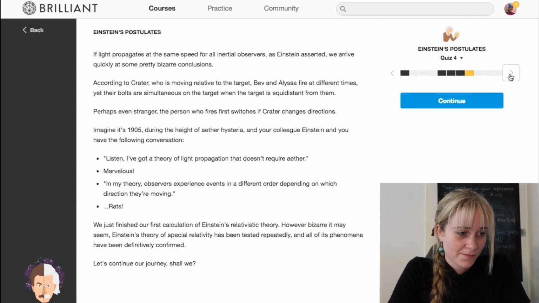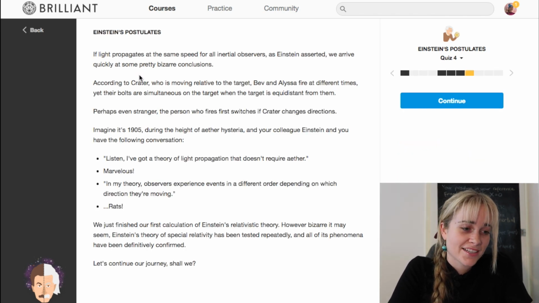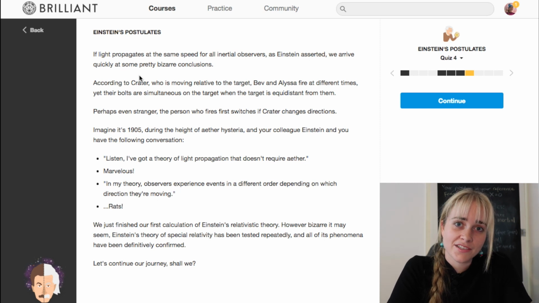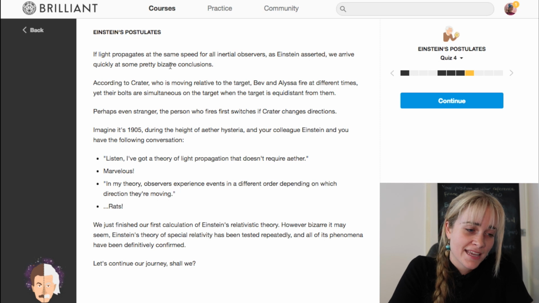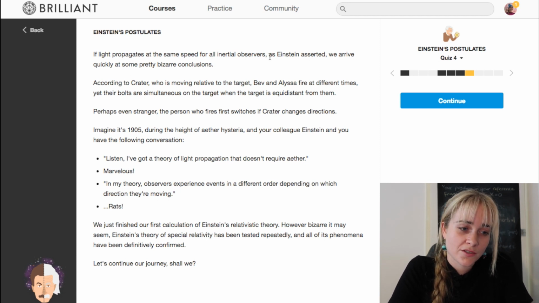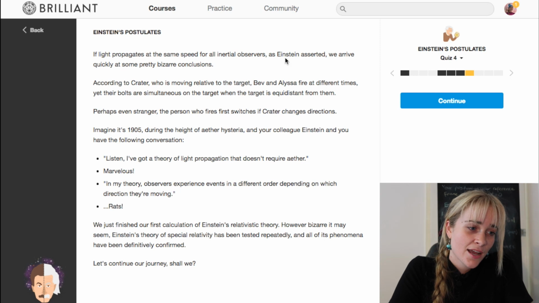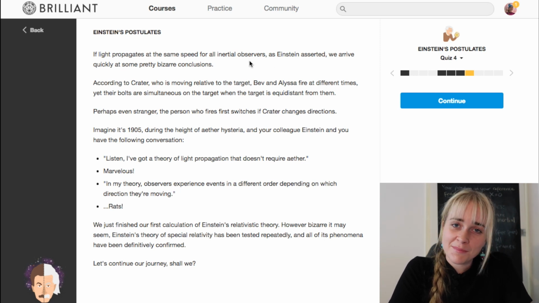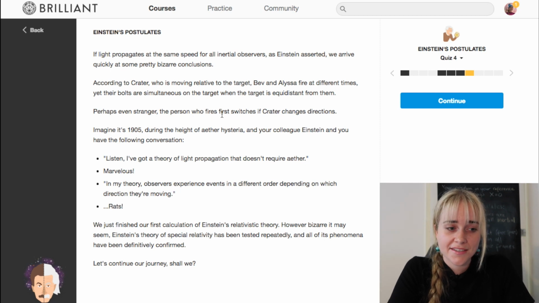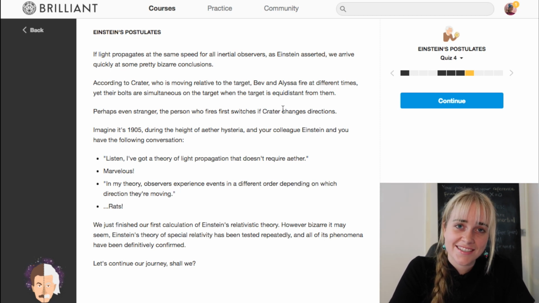Yep, so okay. This is sort of seeming a bit strange, and this is relating to the strangeness of simultaneity in special relativity. So if light propagates at the same speed for all inertial observers, as Einstein said, we arrive quickly at some pretty bizarre conclusions. According to Crater, who is moving relative to the target, Bev and Alyssa fire at different times, yet their bolts arrive simultaneously. Perhaps even stranger, the person who fires first switches if Crater changes his direction.